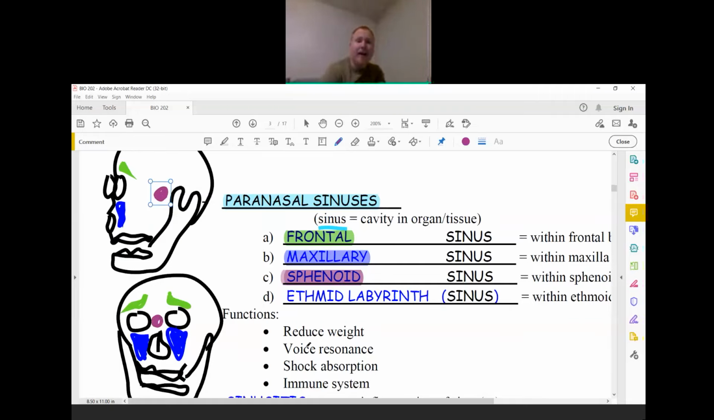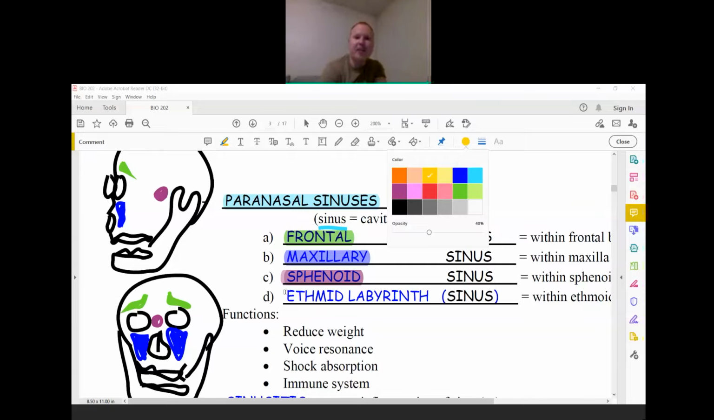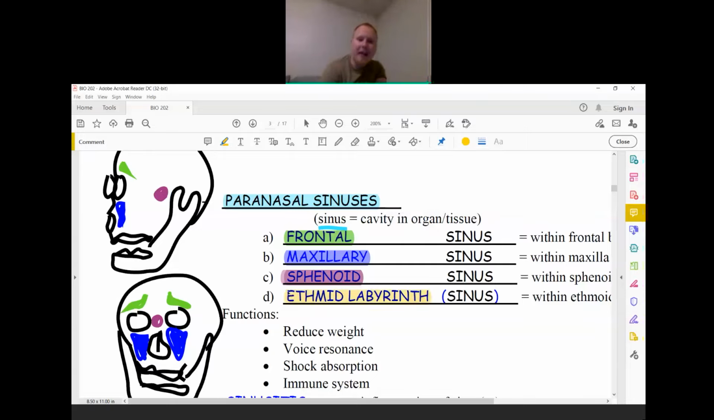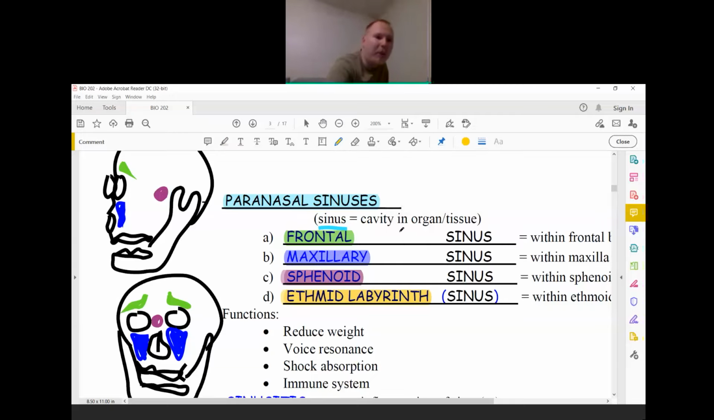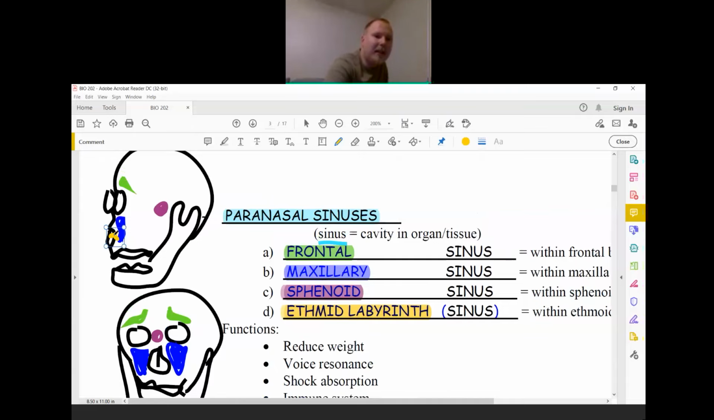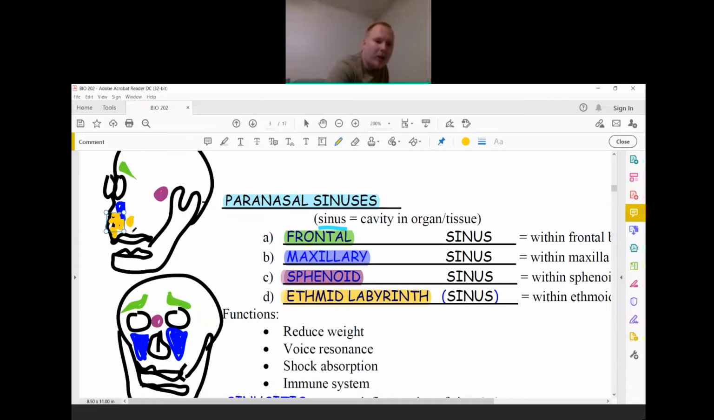The final group of sinuses that I want to add to this diagram is known as ethmoid sinuses, or sometimes as ethmoid labyrinth. I just personally prefer to use the term ethmoid labyrinth because it really describes what's going on there. So within the ethmoid bone, we've got a bunch of these little cavities, and they all connect to each other. So that's why they look more like a labyrinth, or can be viewed more as a labyrinth.